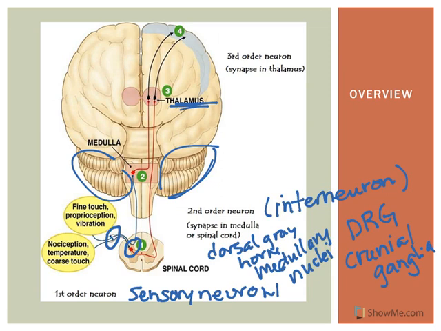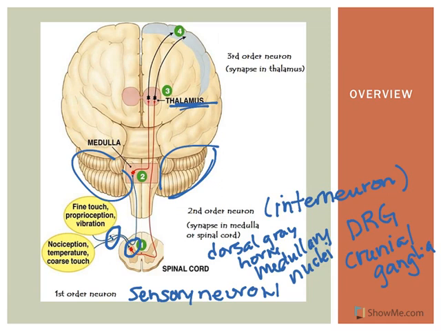In some instances, depending on which pathway we're talking about, you will get decussation, or crossing over. This is why the right side of your brain is interpreting information from the opposite side of your body and vice versa. That will be important when we talk about those pathways, knowing where something crosses over, because that'll be important clinically. We'll talk about that a little bit later.